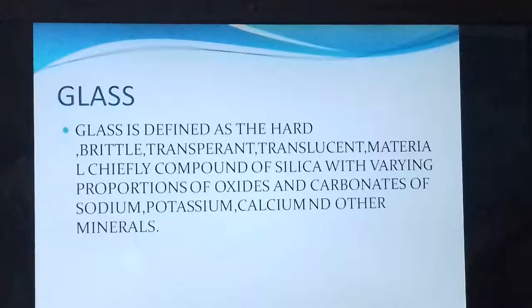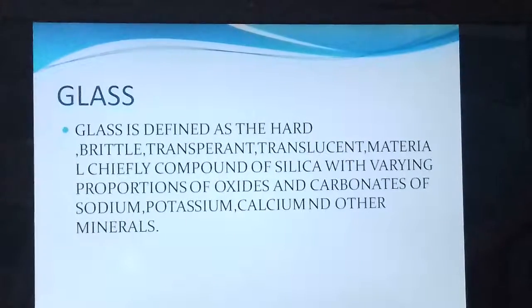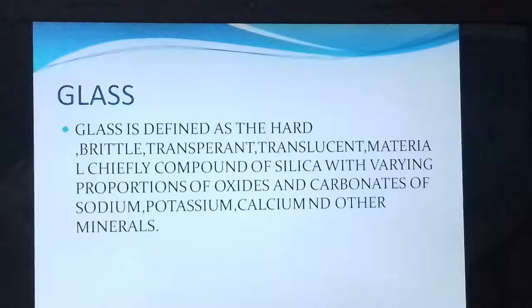Glass is defined as a hard, brittle, transparent or translucent material which is chiefly a compound of silica with varying proportions of the oxides and carbonates of sodium, potassium and other minerals. This means silica will be the major proportion. For example, 80% sand will be there and other components will be 20%. For example, 70% sand and other components 30%. So this is the definition of glass.